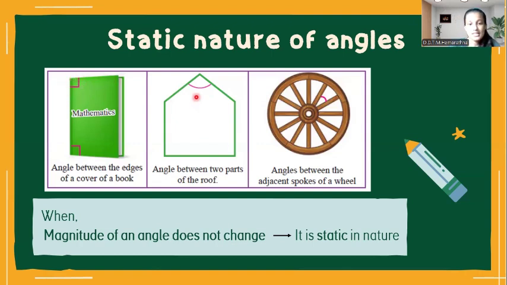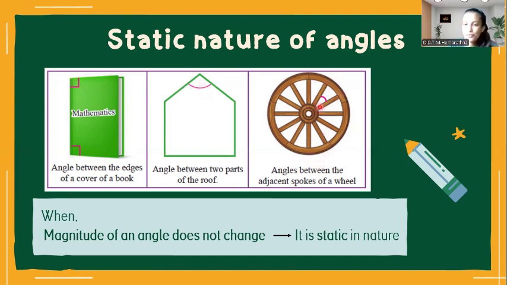Another example is the angle between the two parts of the roof. You may have seen the angle of the roof. There is an angle between the roof parts like this. And this angle also does not change with time. While we are living in our home, the angle does not change. So this is also an angle with static nature.